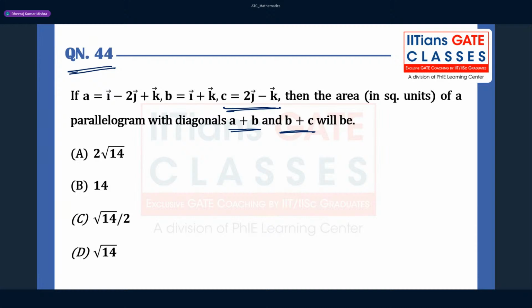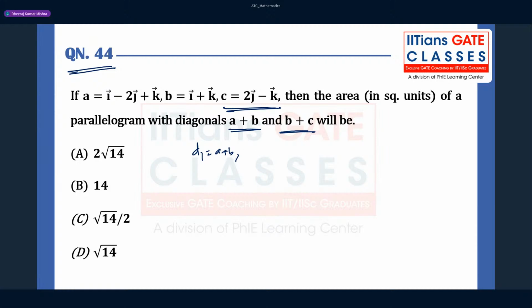So here they have given i minus 2j. We have to find just the area of this. Can somebody answer this question? What will be the answer and how to solve this? It's a very simple procedure. You can say that the diagonal d1 is nothing but a plus b.